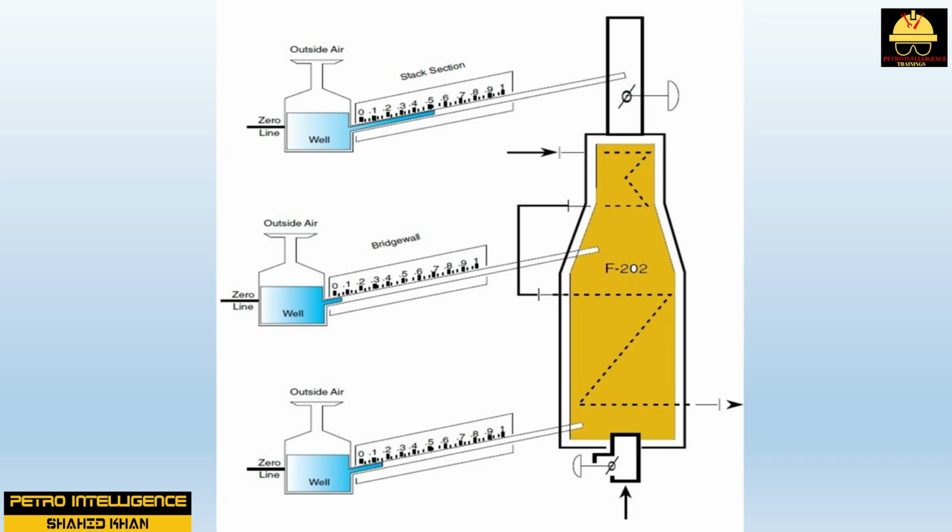Draft is defined as the difference between atmospheric pressure and the lower pressure inside the fired heater. A damper in the stack permits adjustment of stack drafts. The stack damper is typically set to give pressures from 0.05 to 0.15 inches of H2O vacuum draft. At 0.05 inches of H2O, approximately 350,000 pounds per hour of gas flow can be obtained.